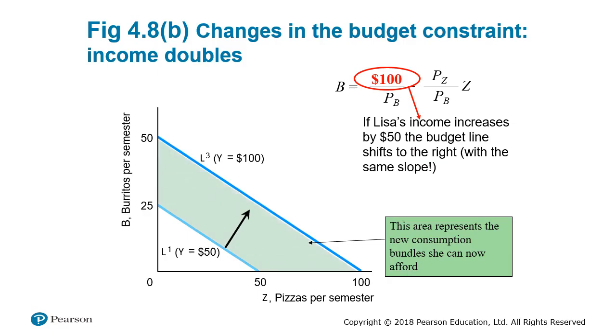Her opportunity set has increased by the green shaded area, and that shows all the additional consumption bundles that she can now afford at her higher income level. In the next video clip, we're going to combine the consumer's preferences and budget constraint to look at the optimal choice.